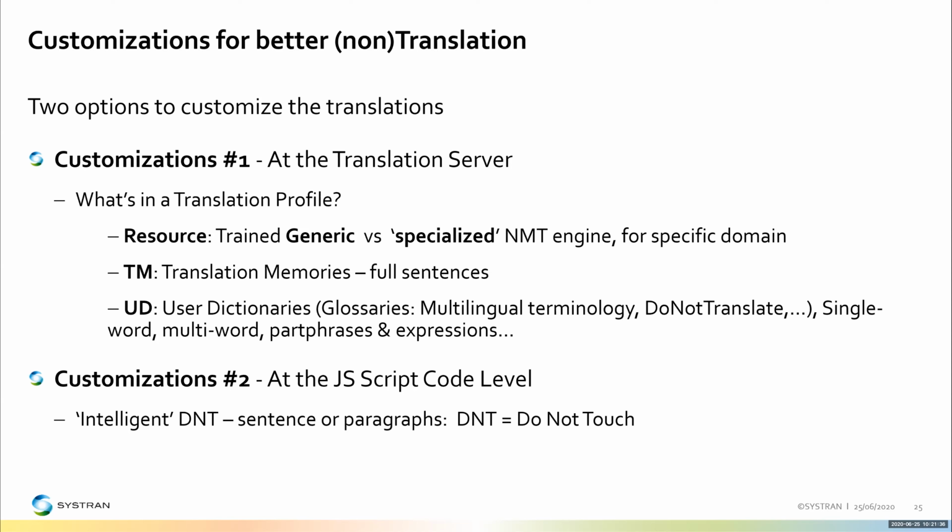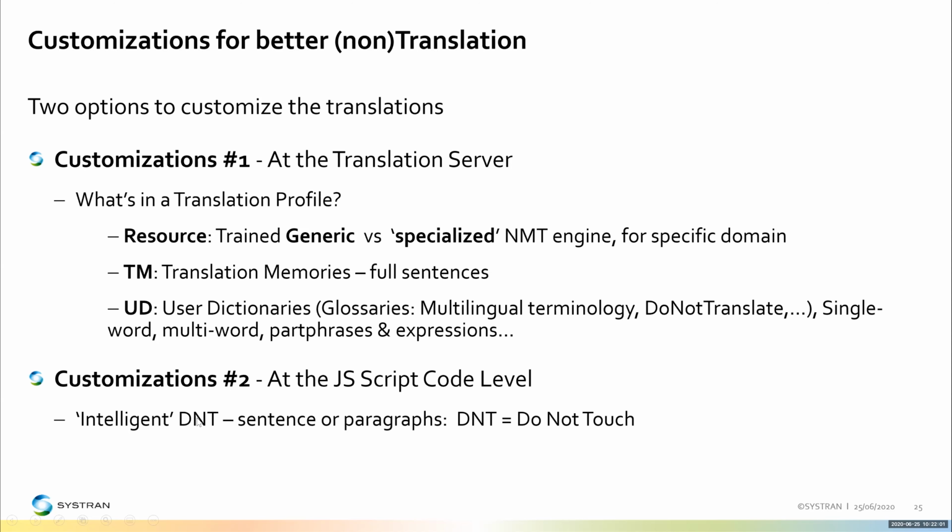And logically, there is indeed two different places or types of customizations you can attack. You can create customizations at the translation server level, where you control with things like user dictionaries, glossaries, how certain words will be translated, translation memories for full sentences, and that sort of thing. And then there is customization number two, which is actually at the JavaScript code level.